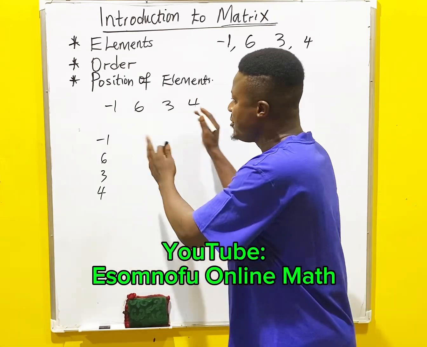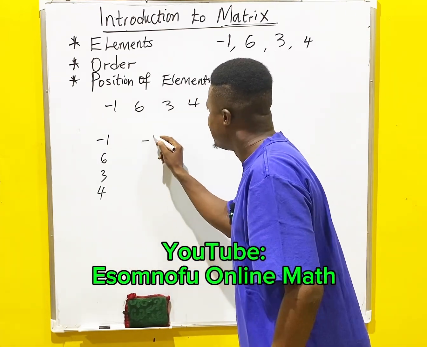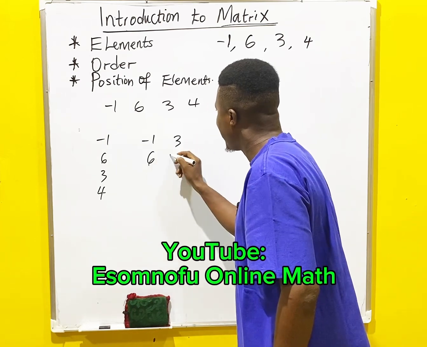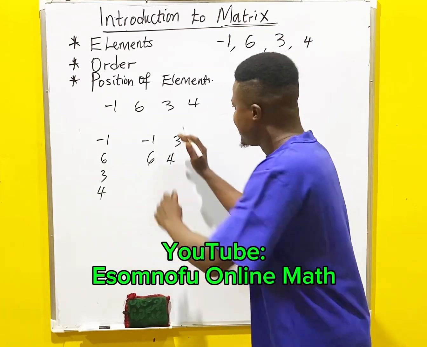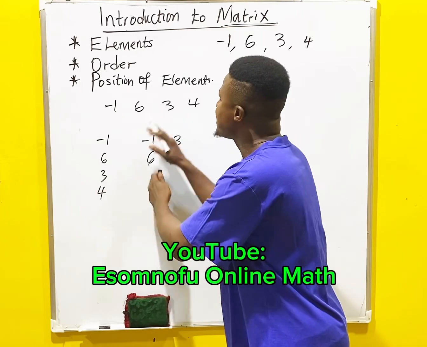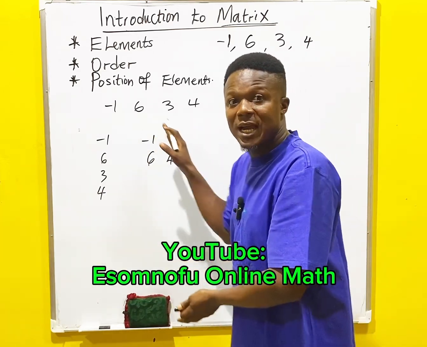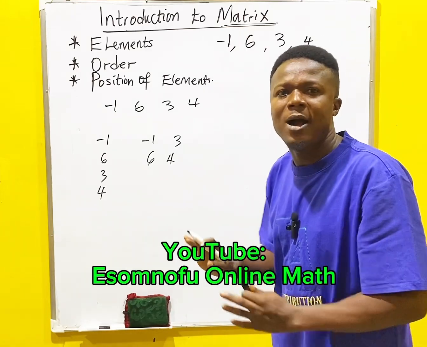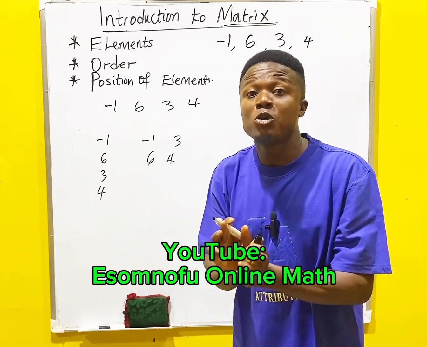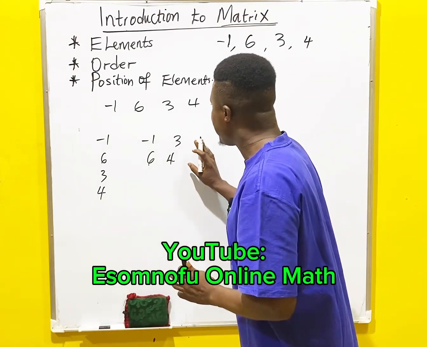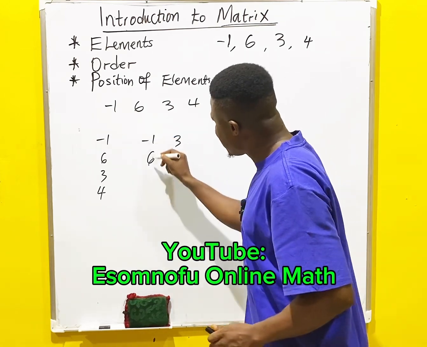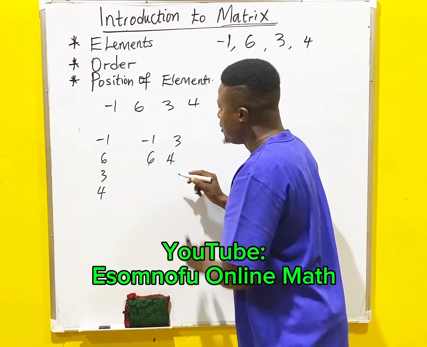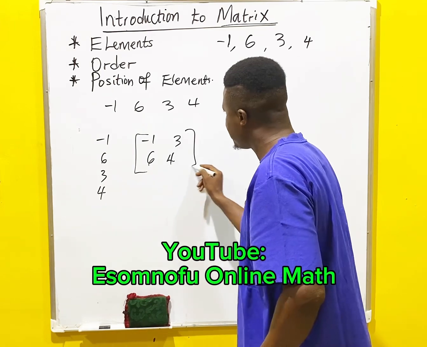I can decide to arrange it in a square form, maybe -1, 6, 3, and 4, depending on how I want it. This is now in square form. All these arrangements in rows and columns is what we call a matrix. But before an arrangement can be called a matrix, that arrangement must have the same number of elements in the row. For example, now, let's say this is a matrix.